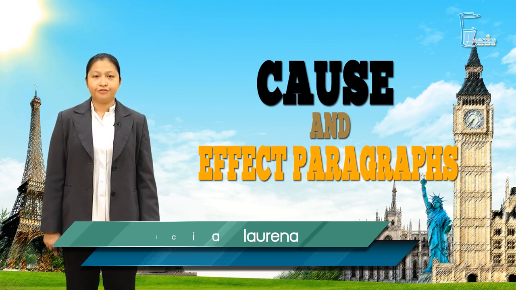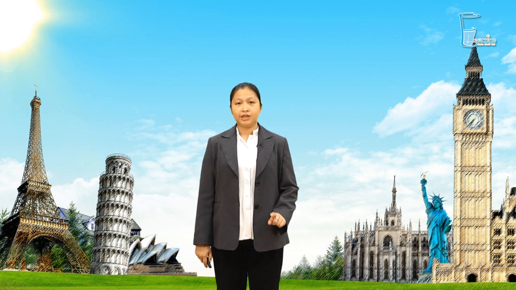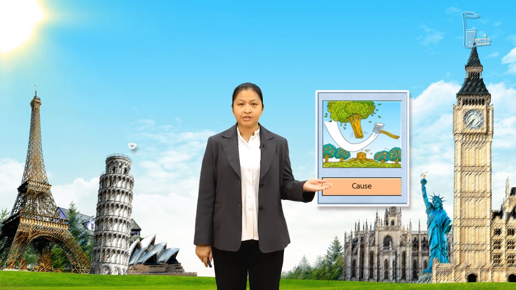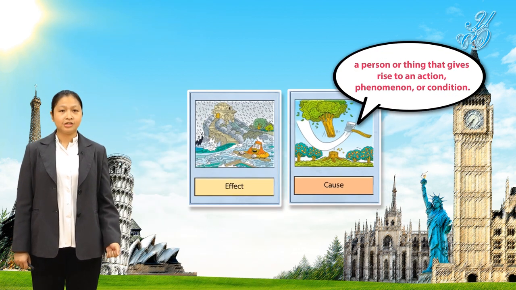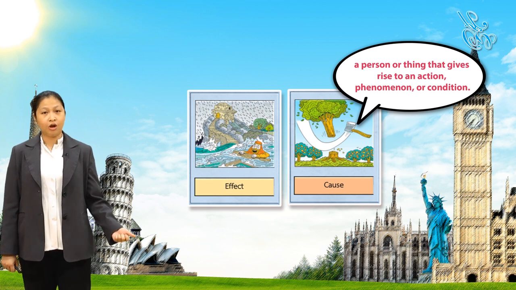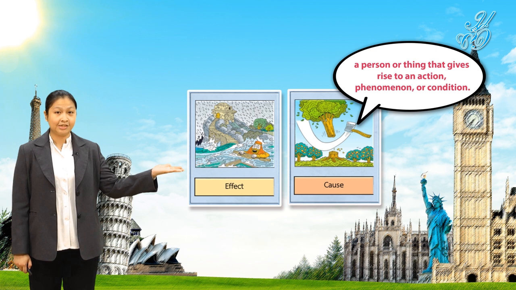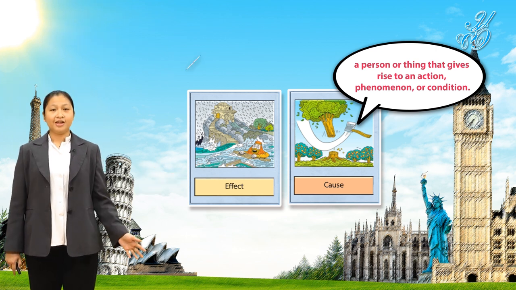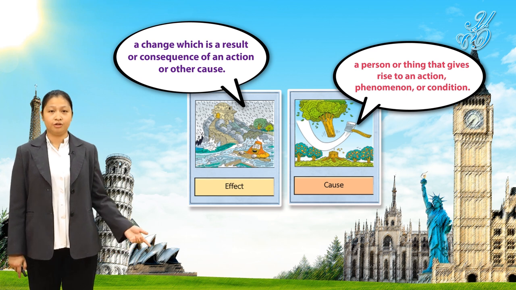What are cause and effect paragraphs? Before I define cause and effect paragraphs, let us define first cause and effect. What is cause? A cause is a person or thing that gives rise to an action, phenomenon, or condition. If you look at the picture, this is the cause. Effect is a change which is a result or consequence of an action or other cause.